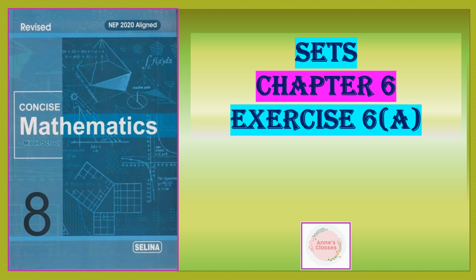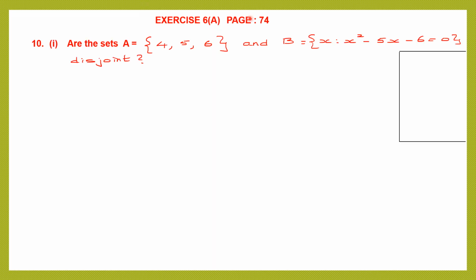Let's do sets chapter 6, exercise 6a. Page 74, question 10, first one. Are the sets A and B disjoint? The question is, are the sets A and B disjoint sets? What's the meaning of disjoint sets? Disjoint sets are two sets in which not even a single element is common.